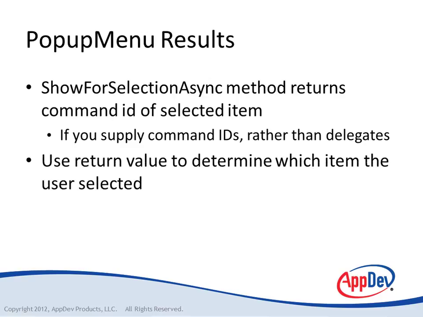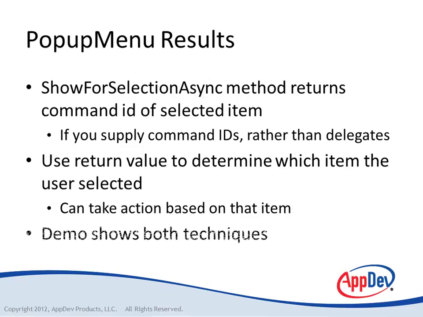You can use the return value of showForSelection async to determine which item the user selected, but only if you supplied command IDs. Those are numbers. And then you can take an action based on that return value. Our demo shows both techniques.